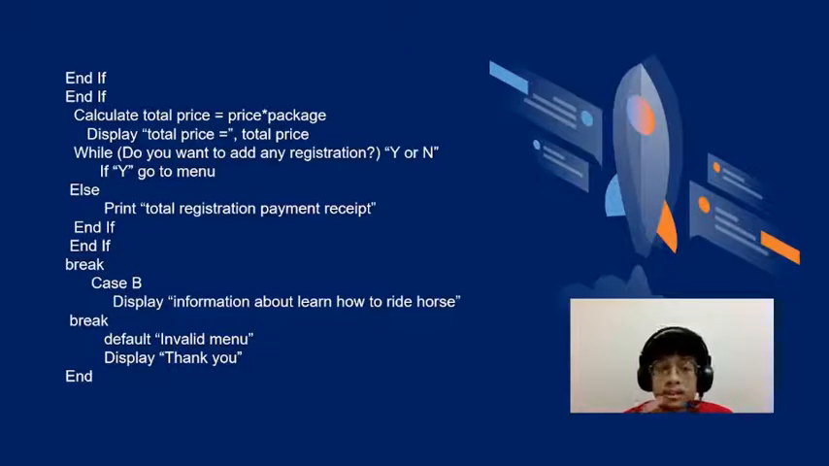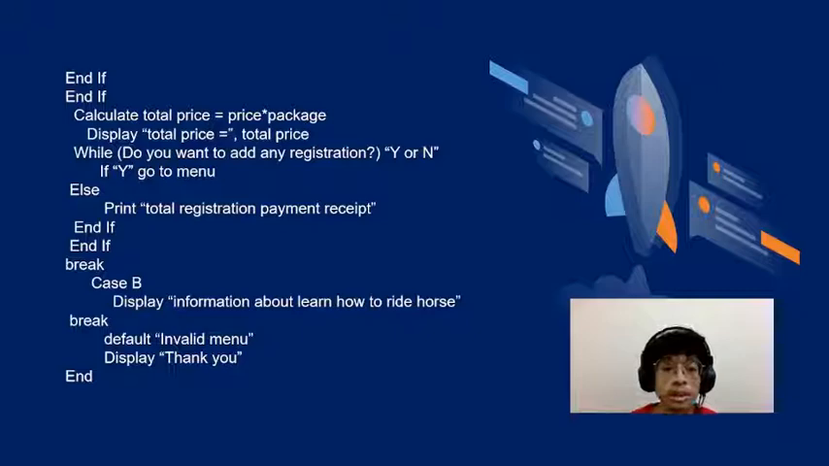After the customer has chosen all the information and the package that they want, the program will calculate the total package price. After calculating, the program will display the total price to the customer. After that, the program will ask the customer, do you want to add any registration? Y stands for yes or N stands for no.